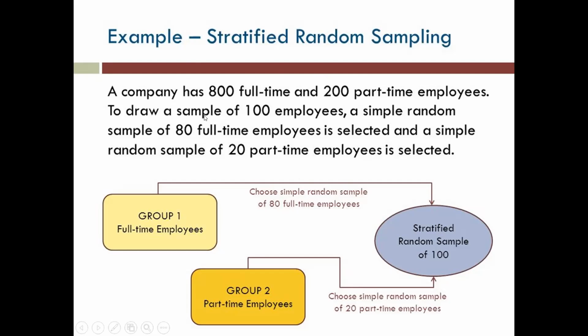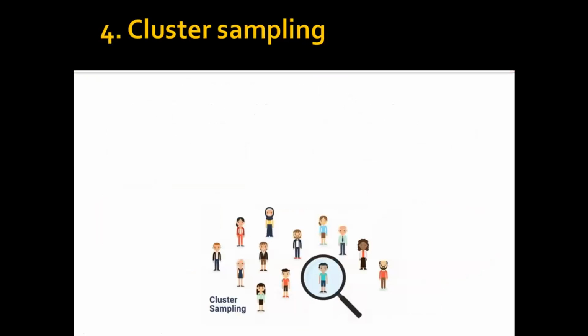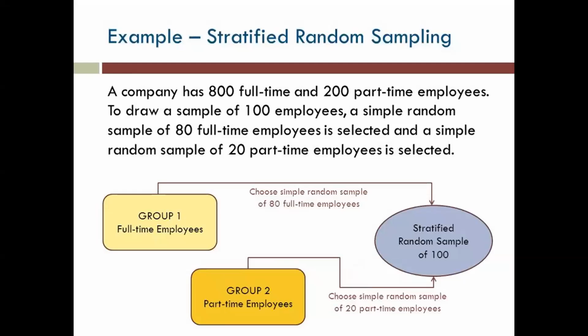And how will you take 80 and 20? That will be through the simple random sampling technique. You have the list of employees, and through a random number generator you pick 80 out of that, and the same process is followed for the next category. Is stratified random sampling clear to all of you? If anyone has some doubt or needs clarification, you can ask right now.